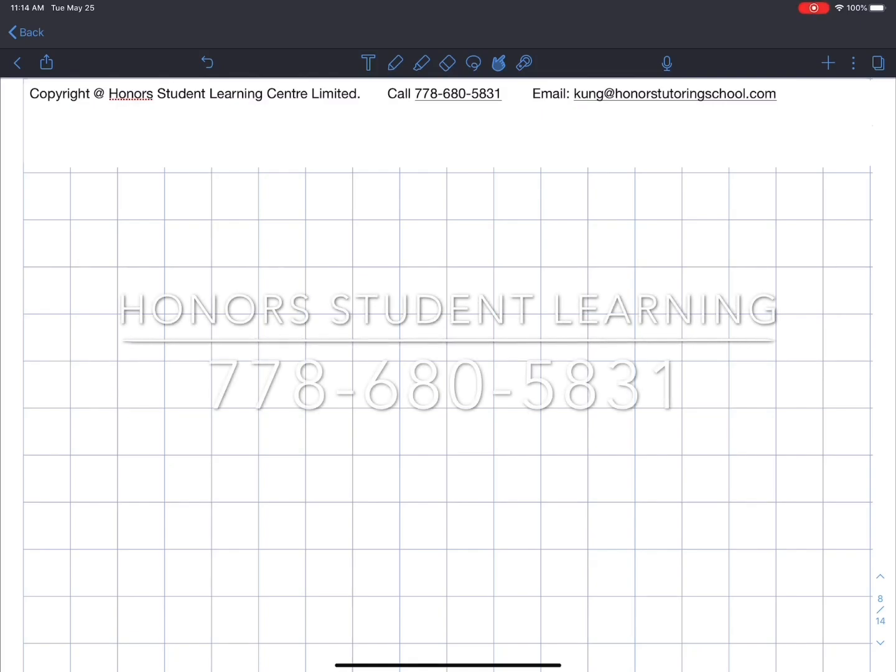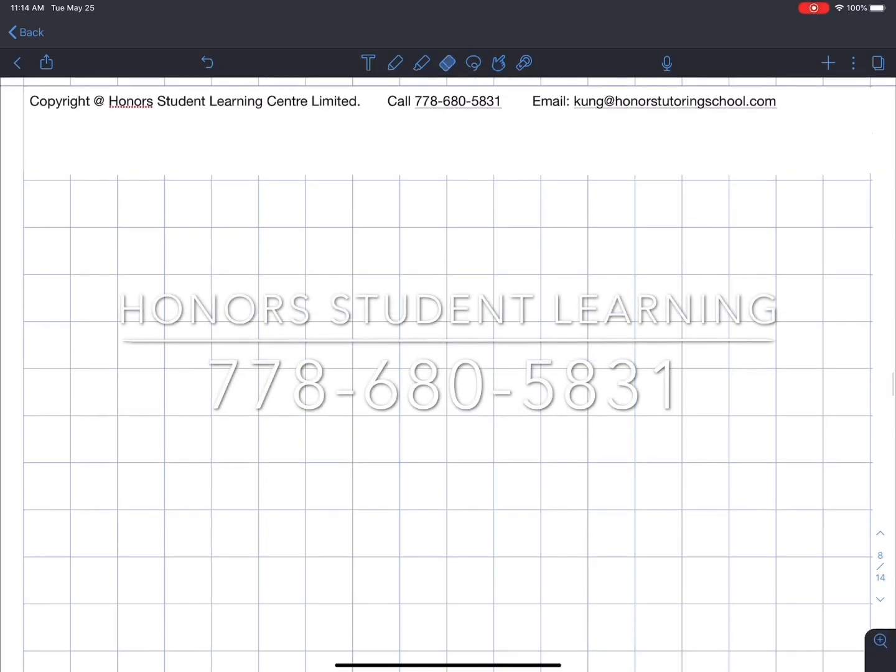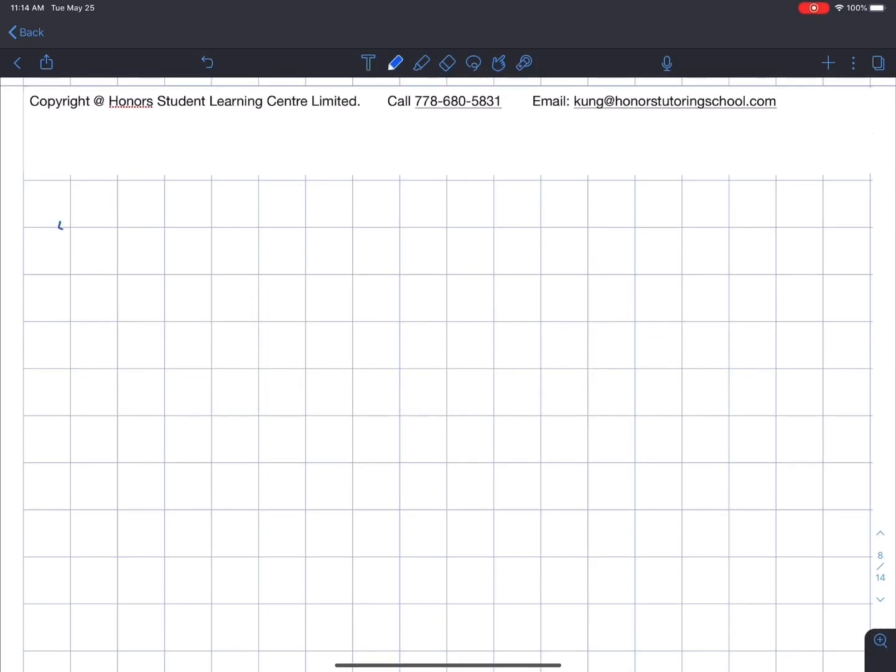Okay, question 5A. So they want us to write this as a decimal as a percent. What we do is we just times a decimal or a fraction or an integer by 100% to change something into percentage.